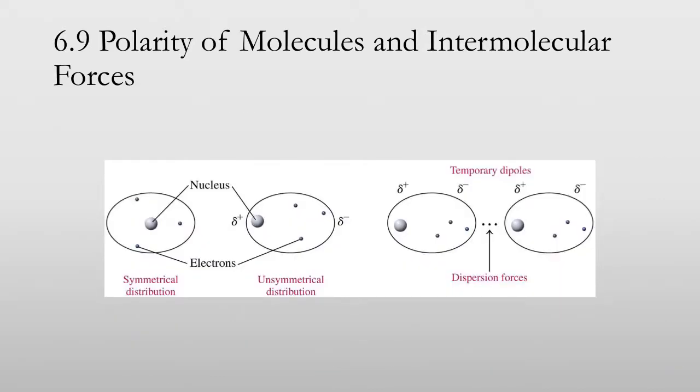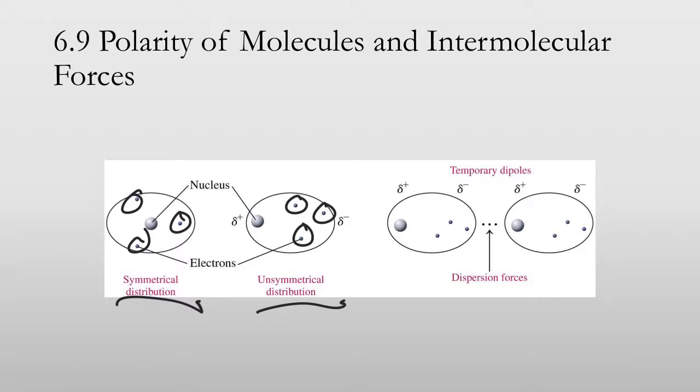This picture here shows you just the temporary dipole moments that are created in dispersion forces due to just movement of electrons, not due to collisions. But as you can see on the picture on the left, the 3 electrons are evenly distributed around the nucleus, but the atom on the right has an unequal, or asymmetrical, distribution of its 3 electrons.